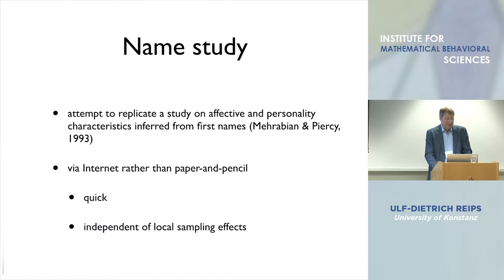And we wanted to replicate this via Twitter, via the internet, rather than paper and pencil, as they did in the original study. The original study was done locally in LA with local students. Thinking about first names and what people attribute to them, you would think that maybe there is a certain culture, certain attributes locally in LA that might not generalize to the rest of the English-speaking world, right?